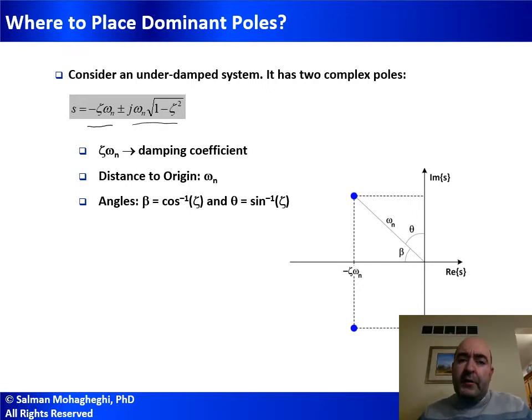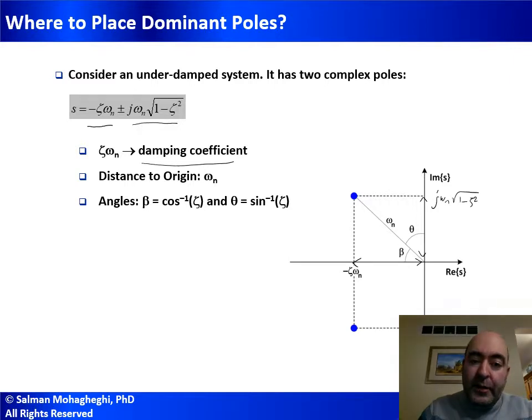So let's say I have these two poles, complex conjugate, with a real part of minus zeta omega n, where zeta is what I refer to as the damping ratio, and the imaginary part, which is going to be omega n times square root of 1 minus zeta squared. Let me show these two poles on the S plane. So this is going to be the real part, which is minus zeta omega n, and this is going to be the imaginary part, which is now j omega n square root of 1 minus zeta squared.